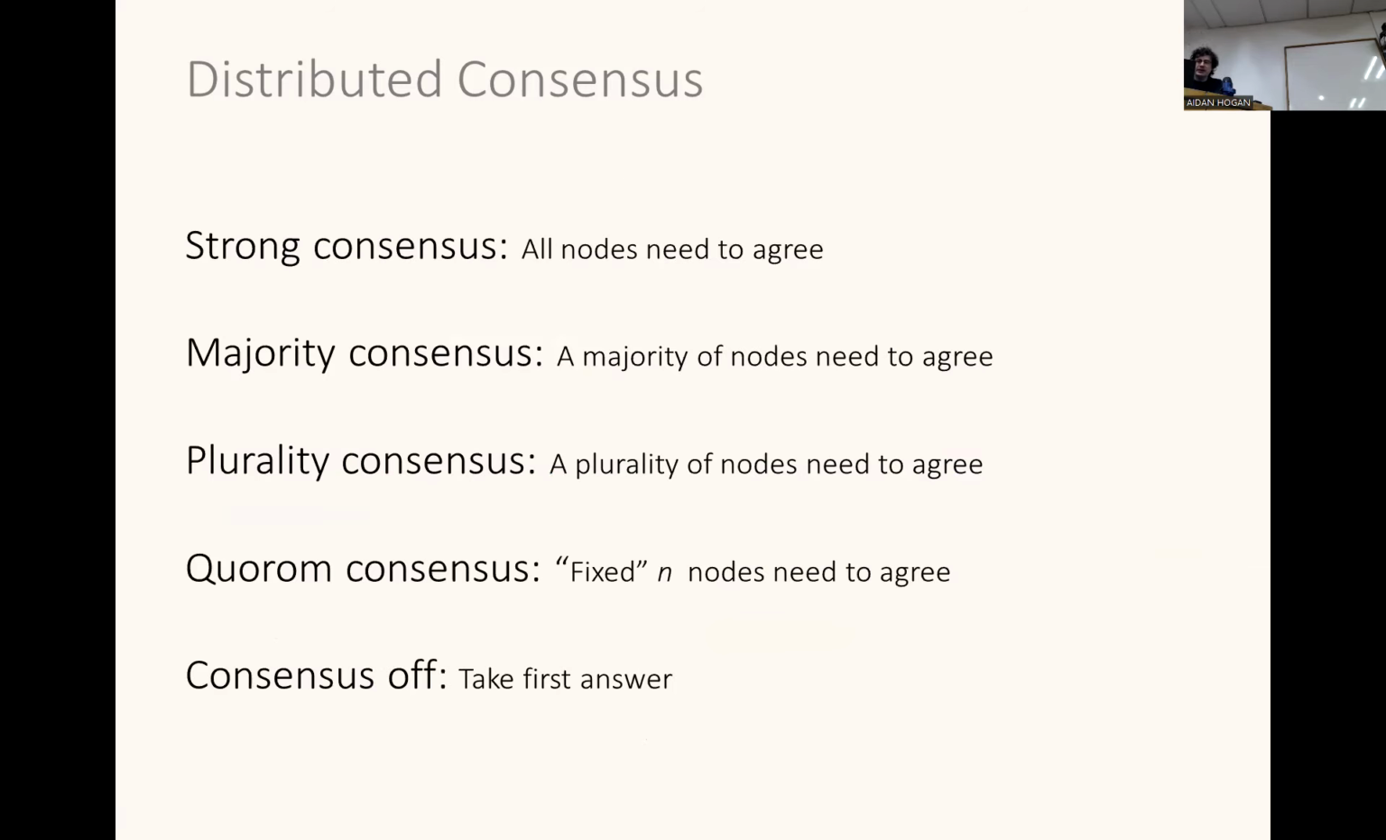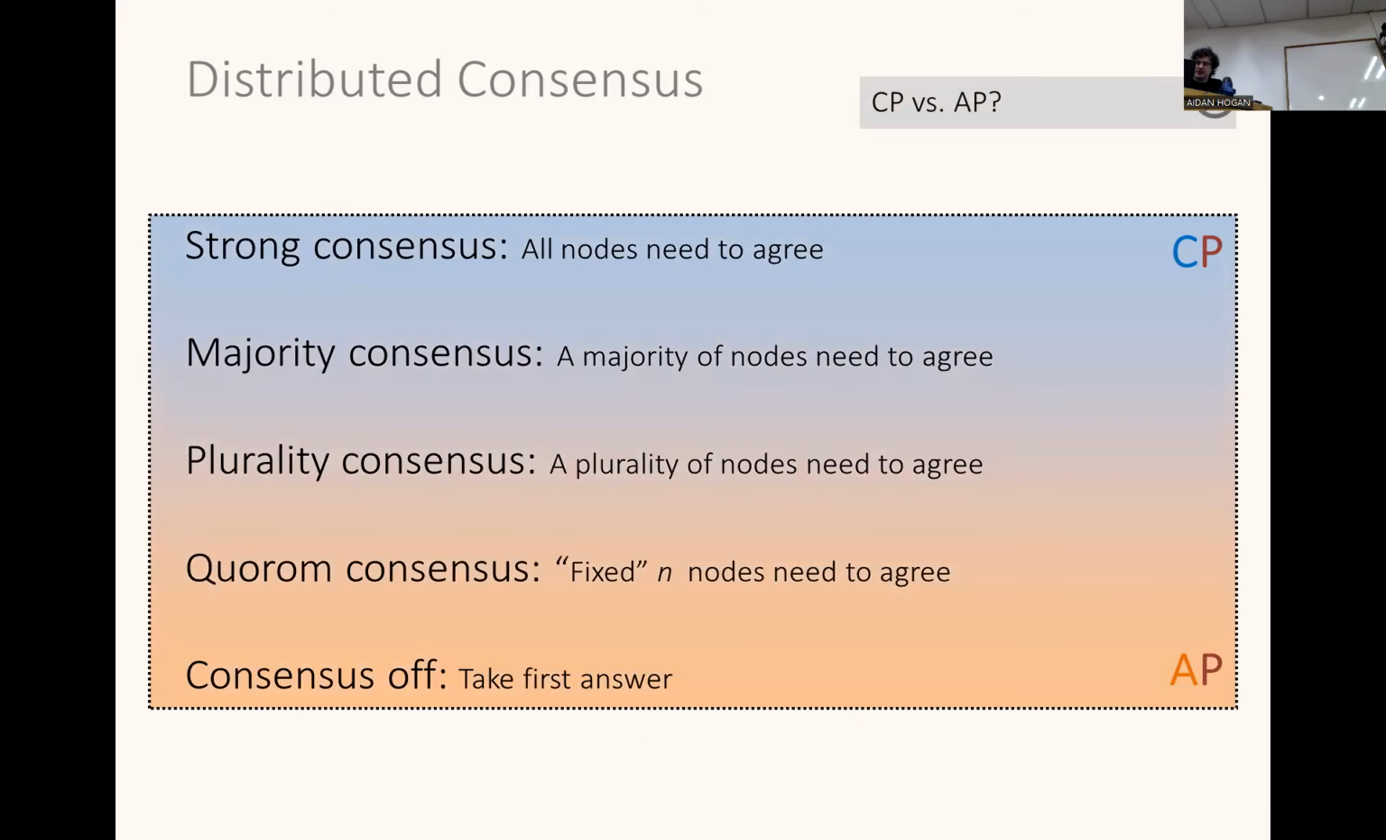So we see different notions of distributed consensus, and basically this gives us the trade-off for CP versus AP. So consistency with partition tolerance, versus availability with partition tolerance, where we see that the most consistent is the strong consensus, where we will need all nodes to agree on a particular value before accepting it, to consensus off, where we just take whatever answer we get and we return that, and hopefully it's correct.